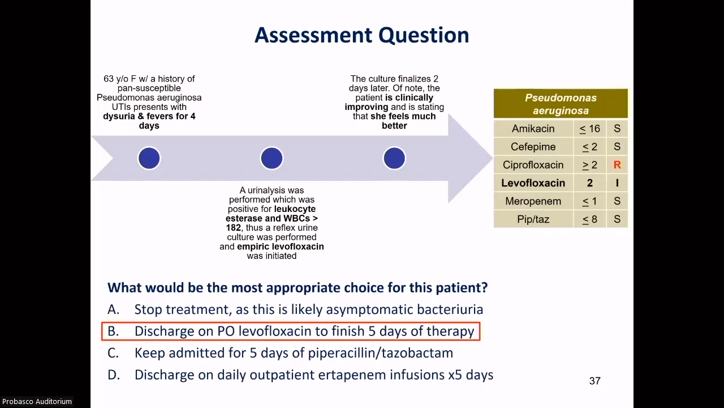It could be the third option, but that would be a little unreasonable because it would be keeping her in the hospital. It would increase costs, increase complications. We don't want either of those. Then lastly, while ertapenem is often used as outpatient infusions, it doesn't cover Pseudomonas, so that would be a wrong choice off the bat.